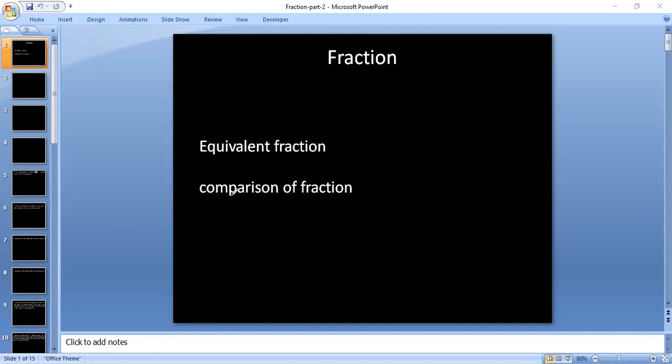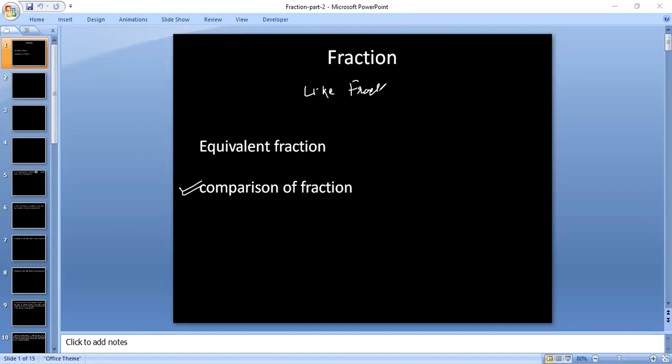Comparison of fractions. We have already learned the types of fractions, like fractions, unlike fractions, unit fractions, proper fractions, and improper fractions. The value of a proper fraction is always between 0 and 1, so it is less than 1.